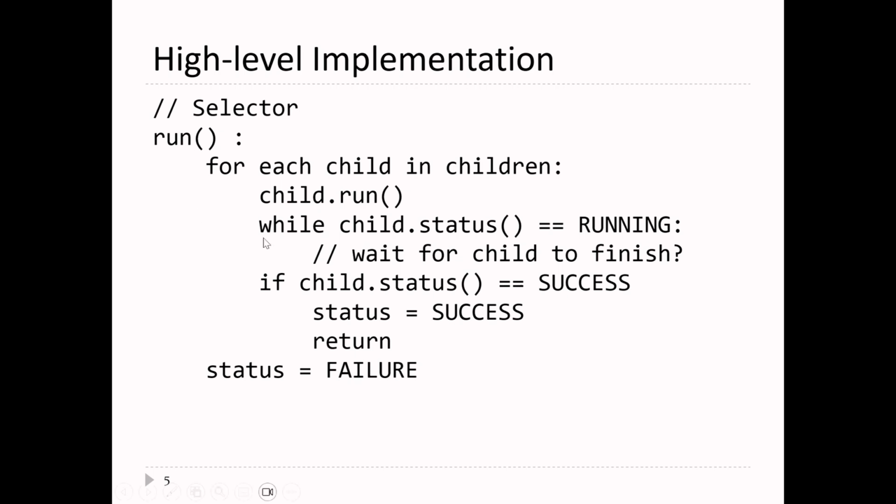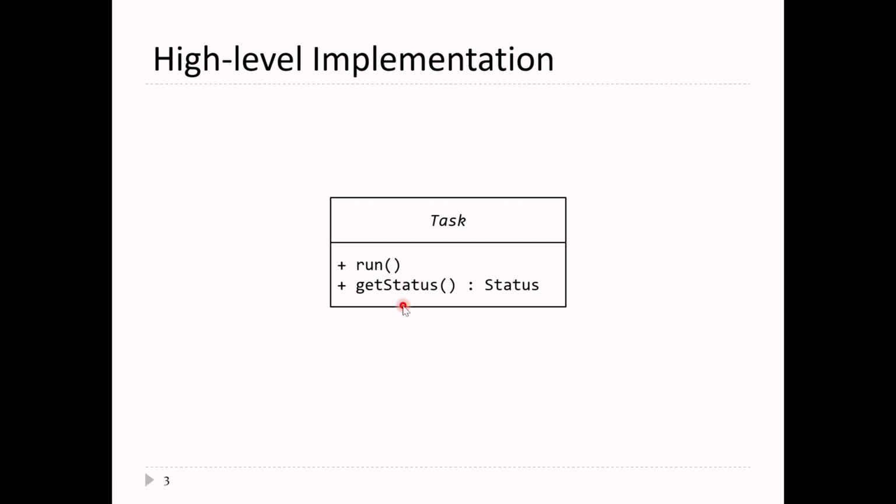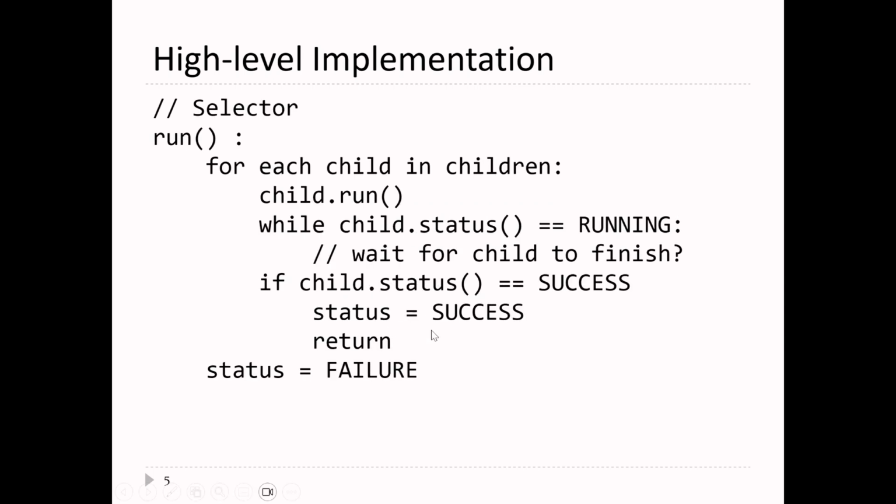Anyway, conceptually, that's what you're going to do. And then if you find a child task whose status succeeds, or a child task that succeeds when it runs, then you're done. So you can record the status as being success, and you can return. And of course, back here, get status is just going to return whatever value is stored in status. If you process all of the child tasks and none of them succeed, then a selector fails. And so now you'll set the status to failure, and when someone calls get status, you'll return failure.